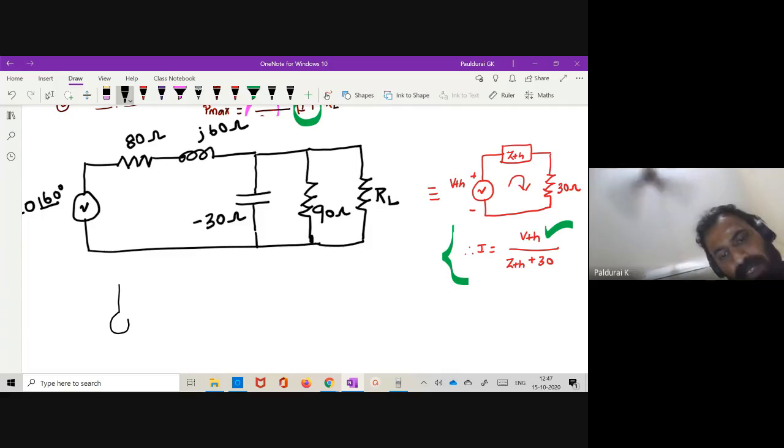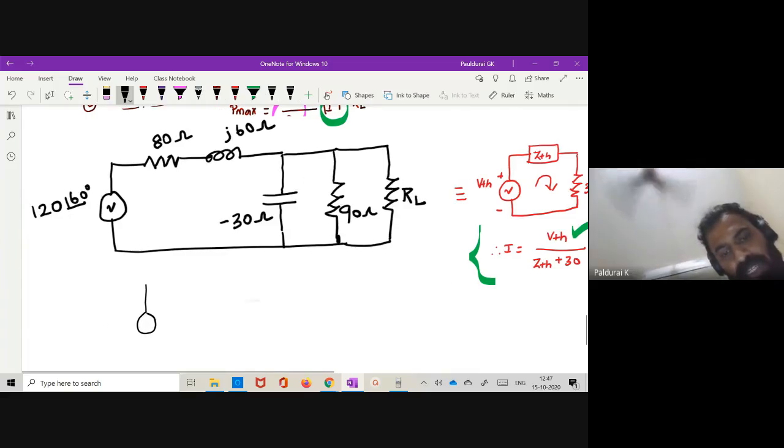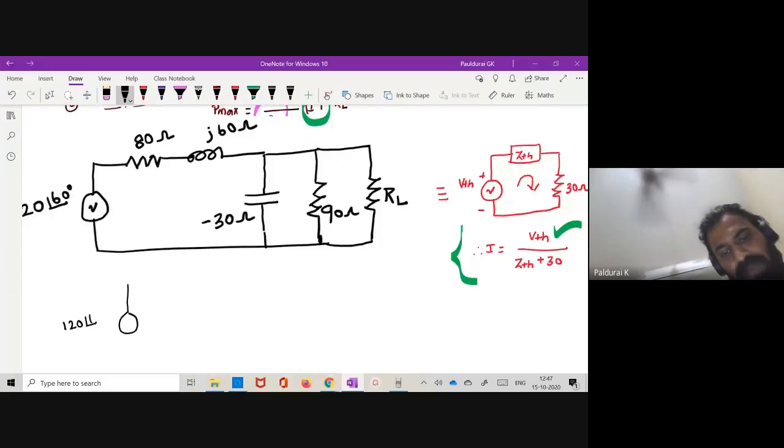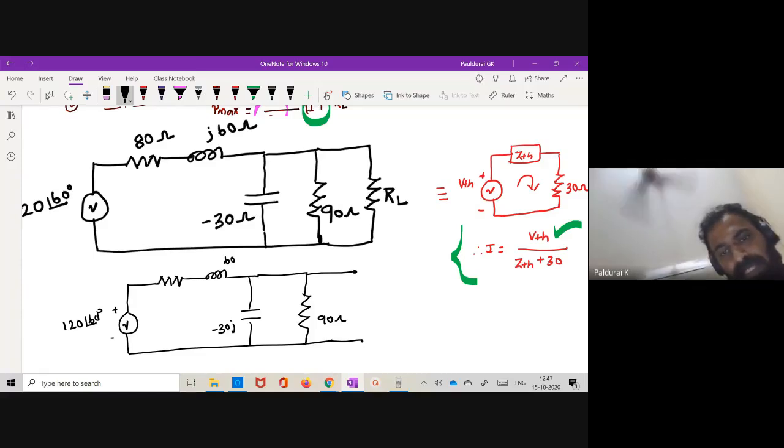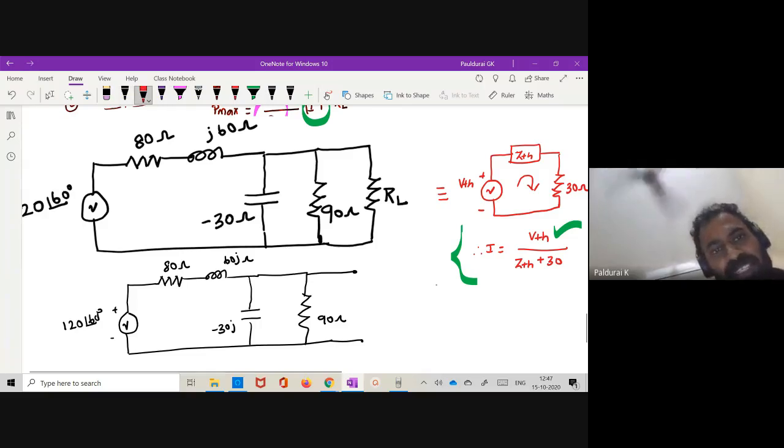So what is this? 120 at an angle of 60 degree plus minus. Okay. Roughly I am drawing. The load is opened. Okay, I open the load. This is my 90 ohm. This is my minus 30. This is 60J. This is 80 ohm. Now what is VTH? So load is opened and this is my VTH plus minus.